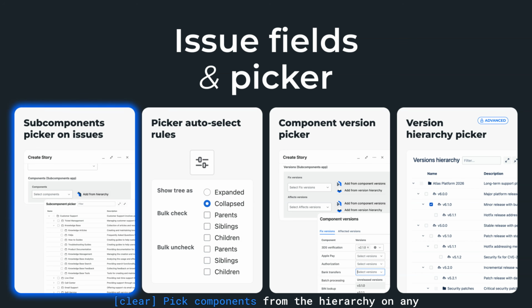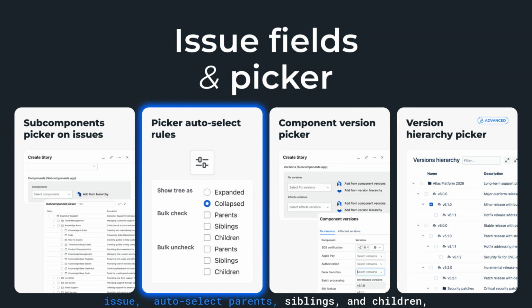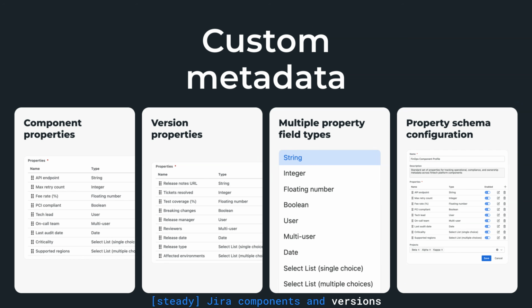Pick components from the hierarchy on any issue, auto-select parents, siblings, and children, pick versions filtered by the issue's components, or straight from the version tree in Advanced. Jira components and versions hold no custom fields, so add your own. Properties for components and for versions as text, number, date, user, or list, managed through reusable schemas per project.